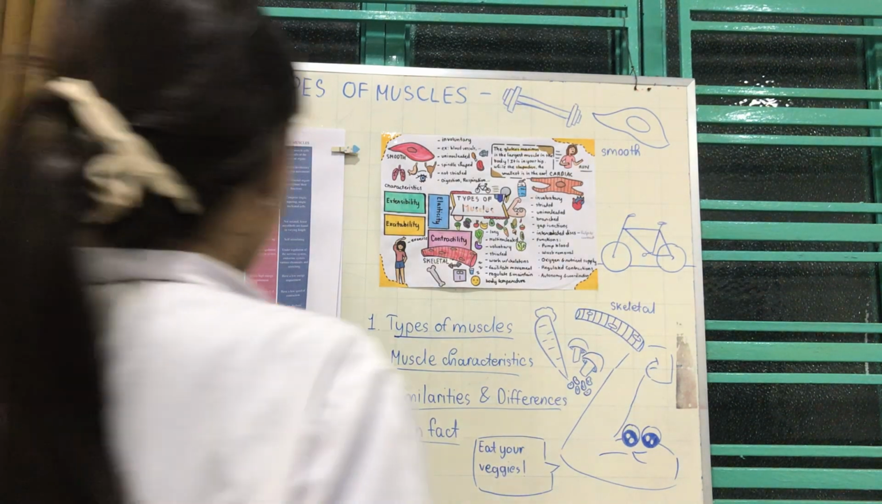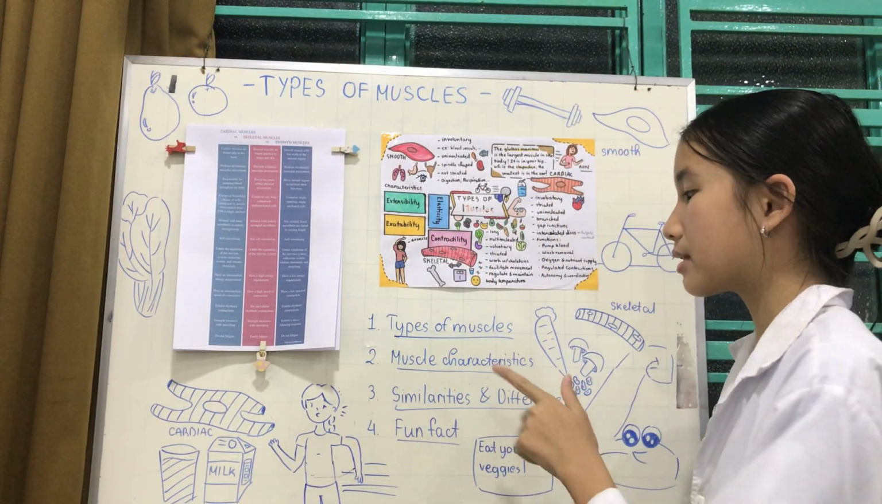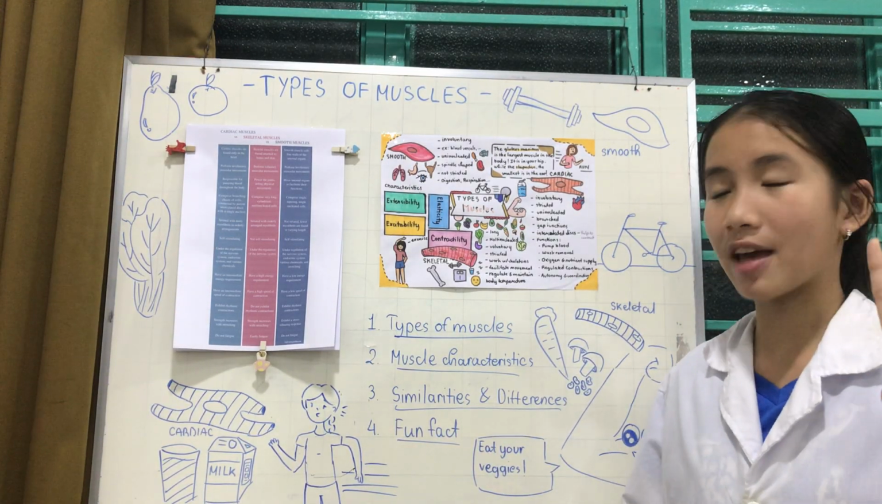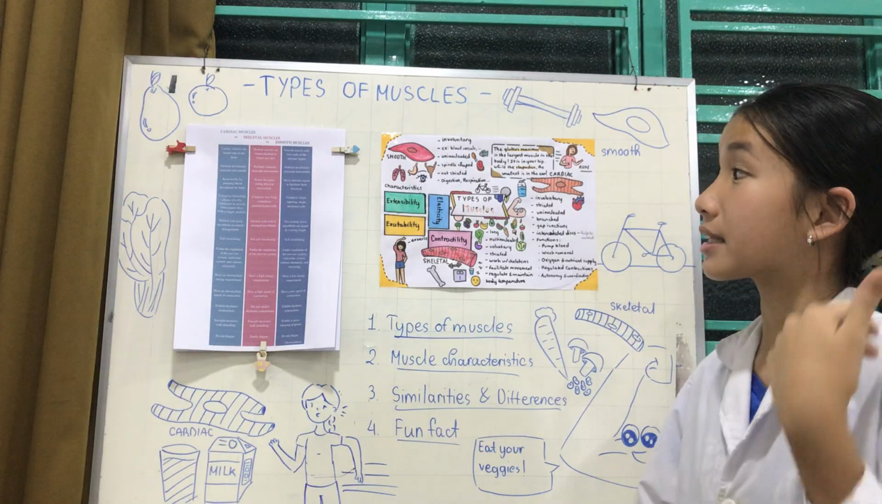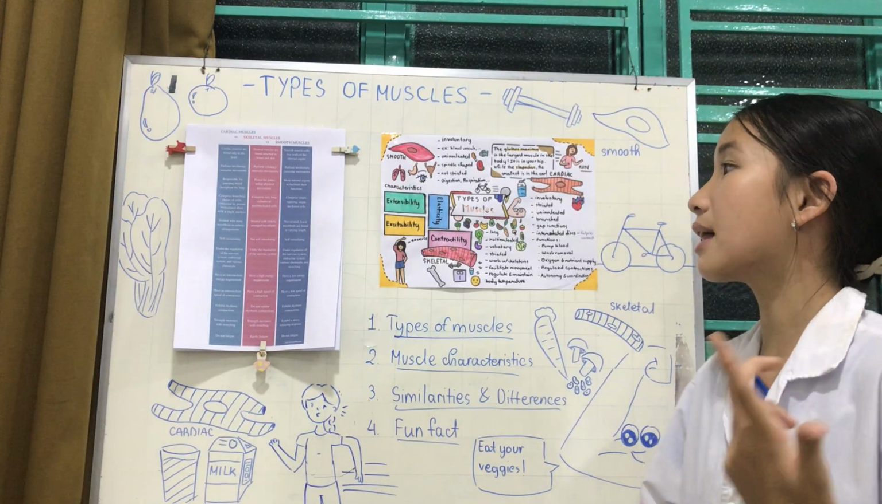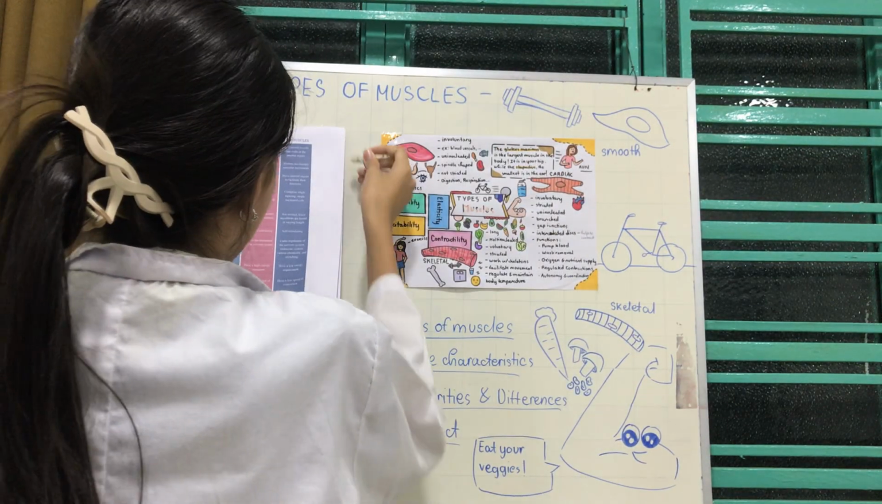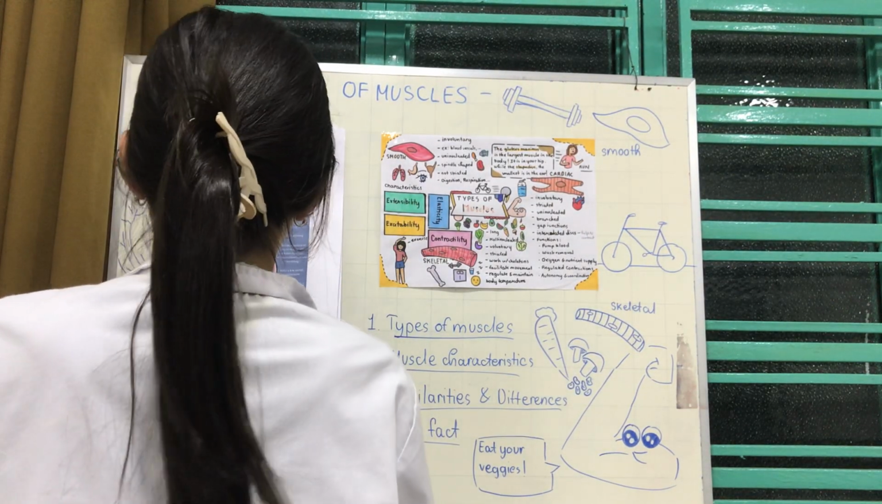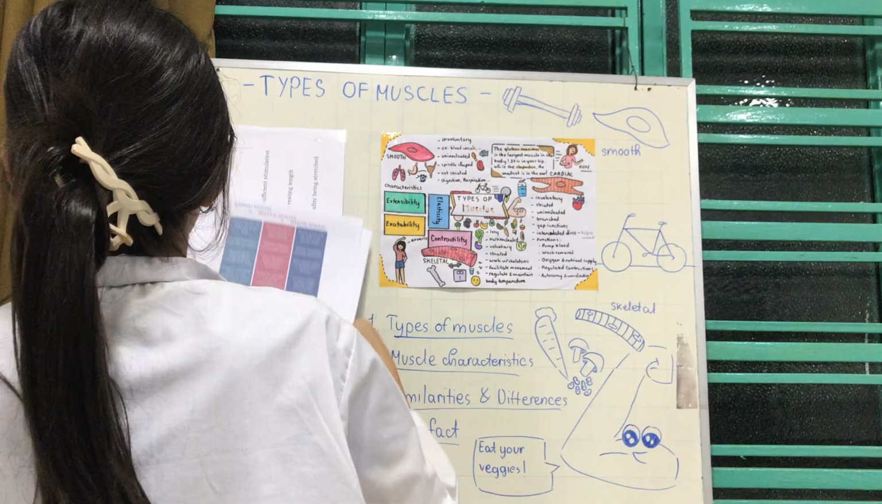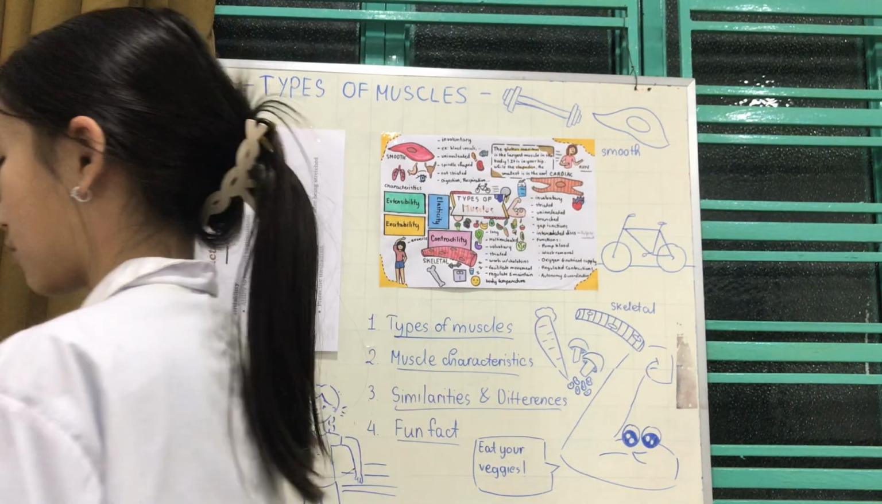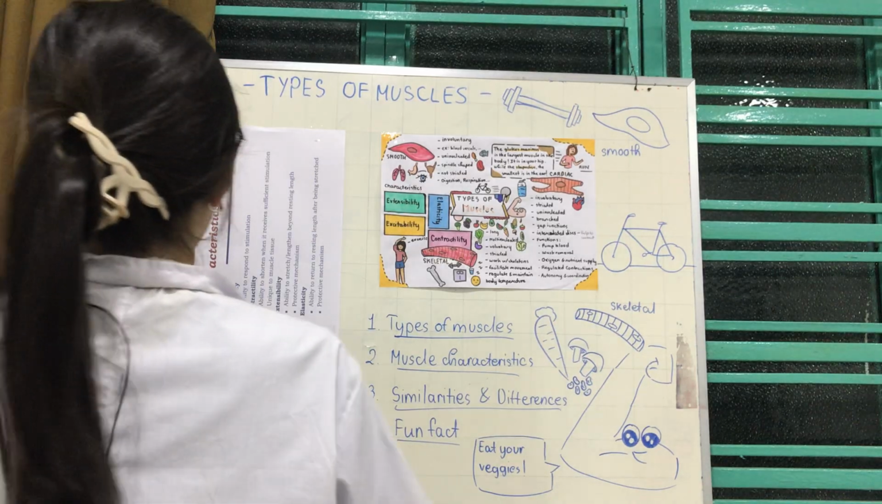That is for the first part. The next part is the muscle characteristics. So there are four main characteristics of muscles: extensibility, excitability, elasticity, and contractility. I want to show you a picture of the characteristics of muscle, and it is right here.